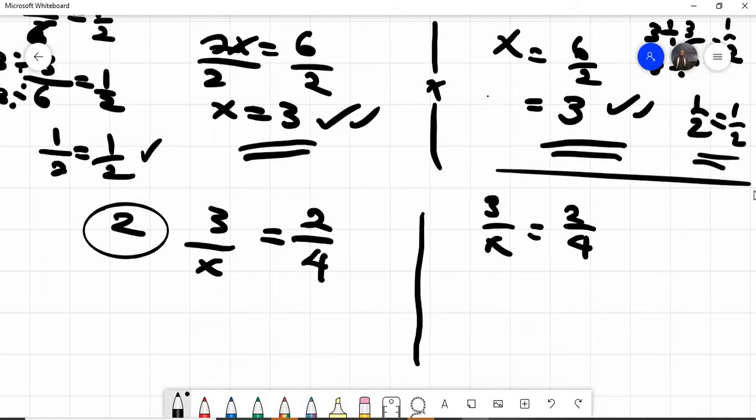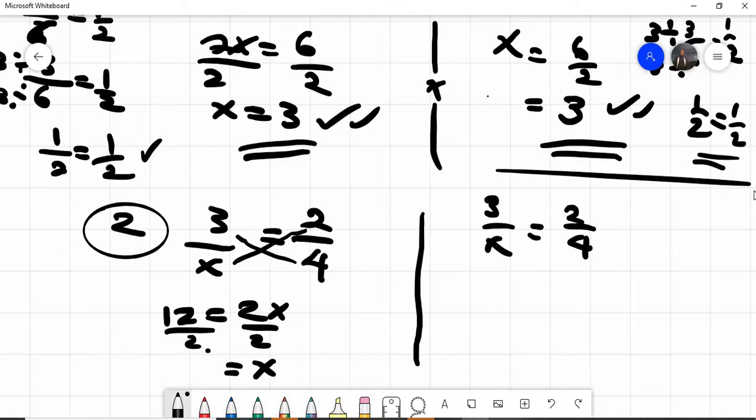So this one we cross multiply. If we cross multiply, 3 times 4 is gonna be 12, equals x times 2, which is 2x, and then we have to divide by 2 here, and this one by 2. So therefore x must be equal to 6.